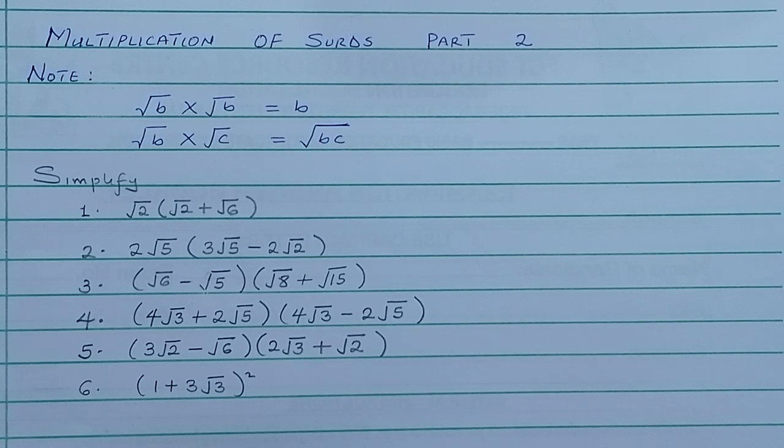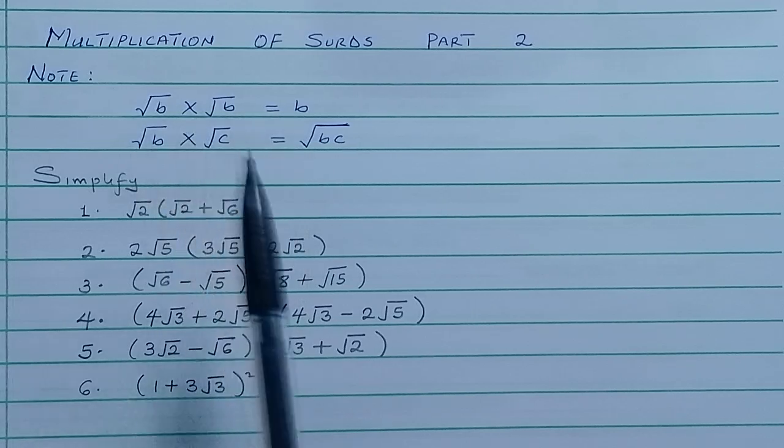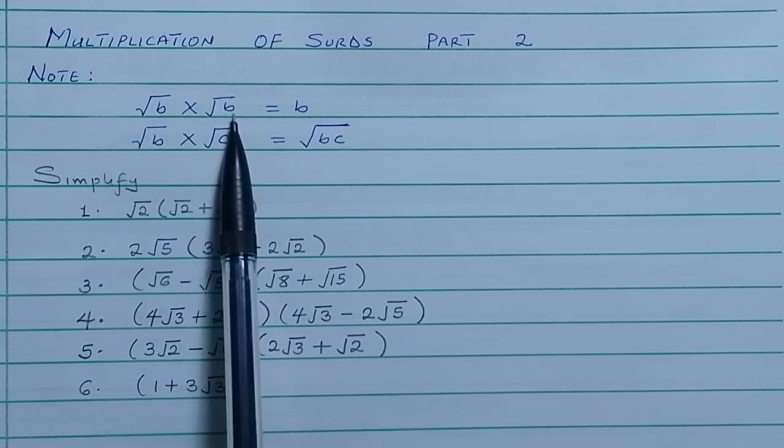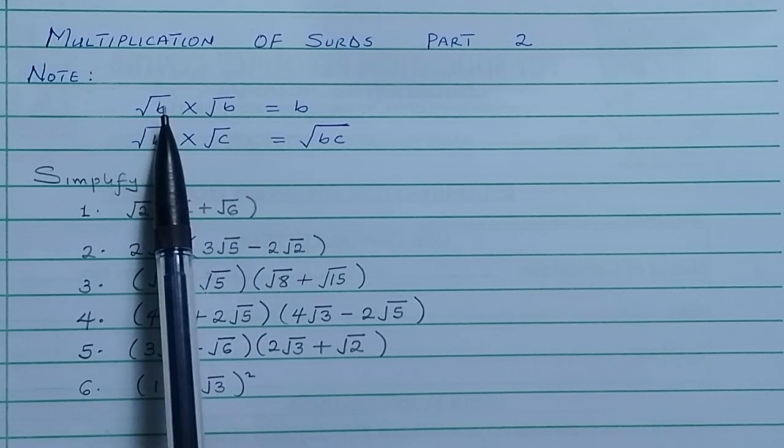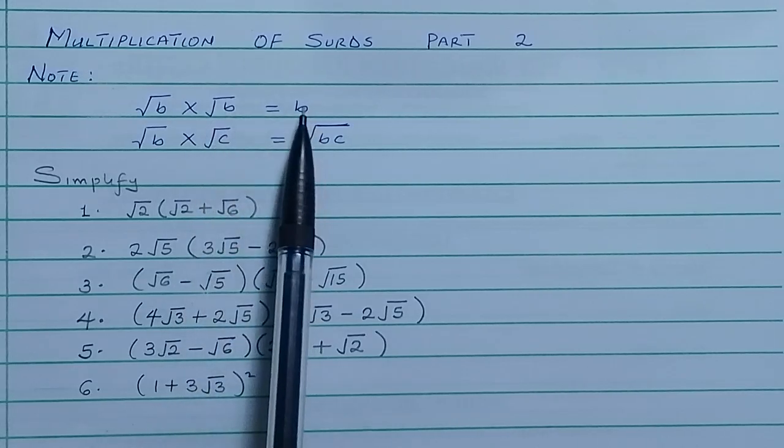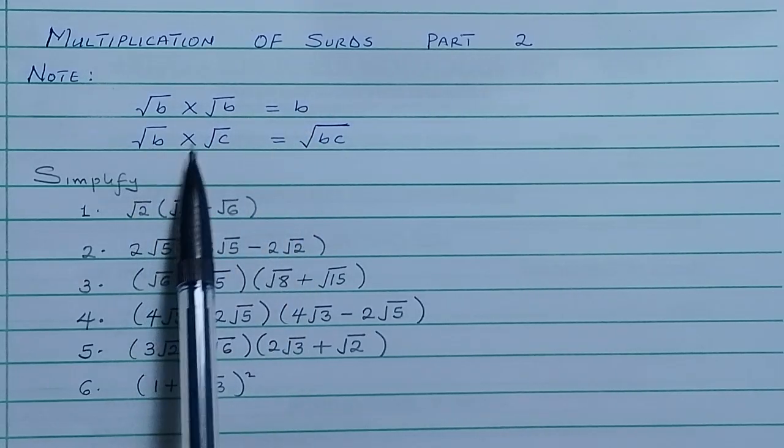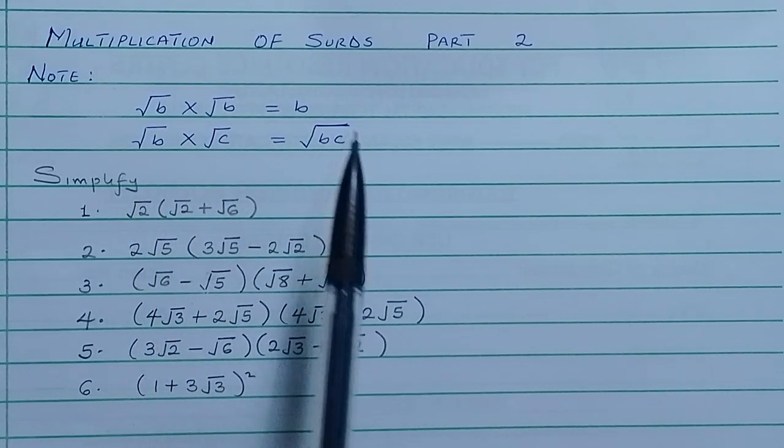Hello everyone, today I'm going to talk about multiplication of surd part 2. But before we go into details, I want to remind us of the rules of multiplication in surd. Root b multiplied by root b is b, root b multiplied by root c is root bc.